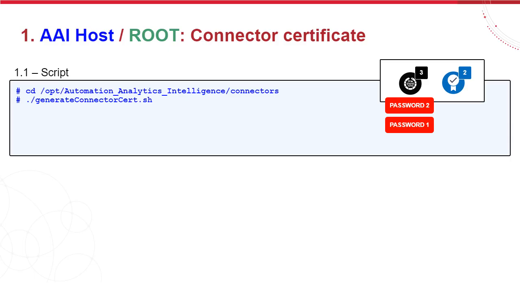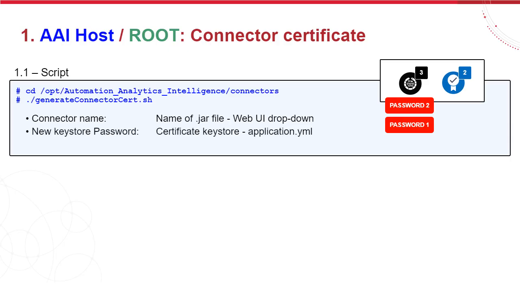We're prompted for several items. First, we have to specify a name for the connector. This name should match the name of the connector as it will appear in application.yaml and the web UI dropdown. When you recreate the scheduler connection, the certificate is stored in a key store, and so we have to provide and confirm its password. This is the second password we create for the entire procedure.